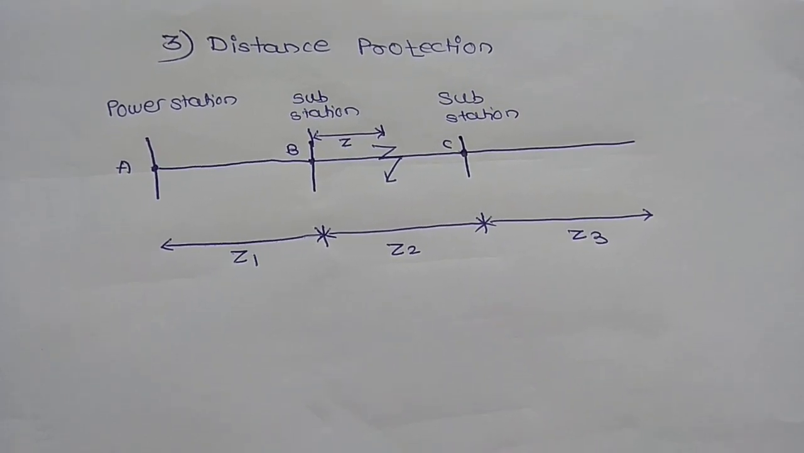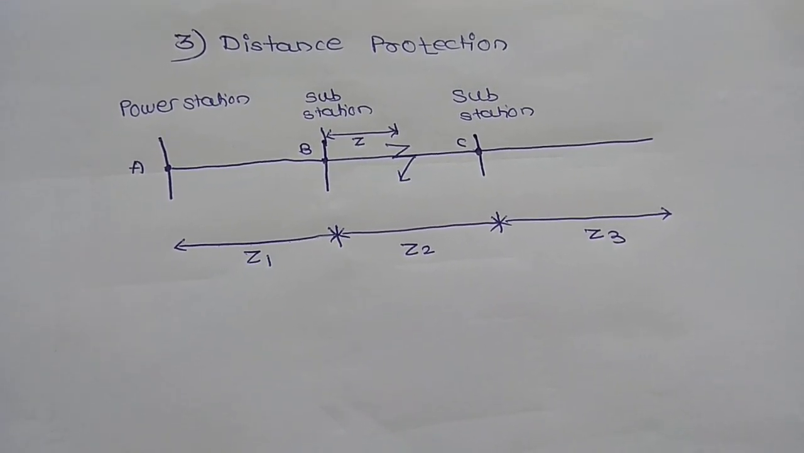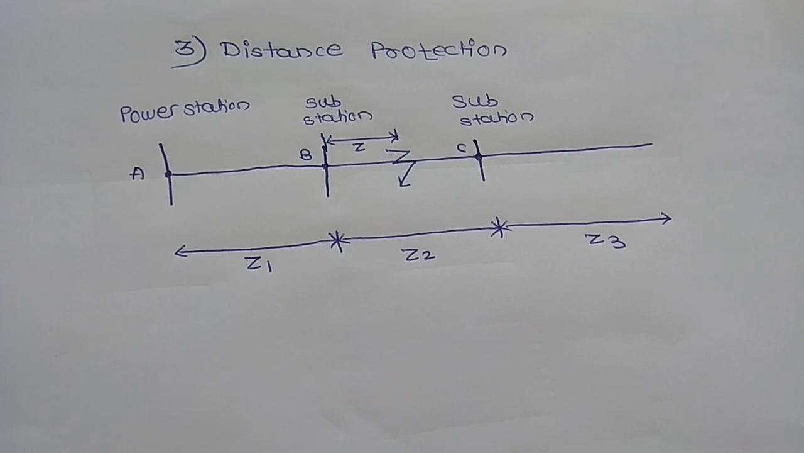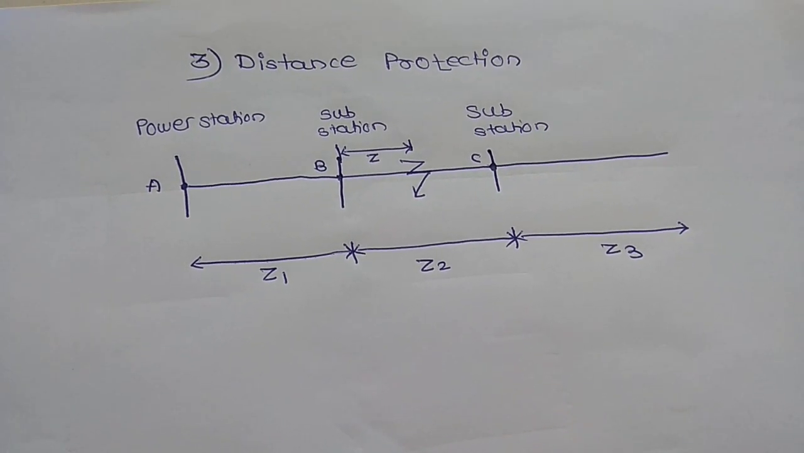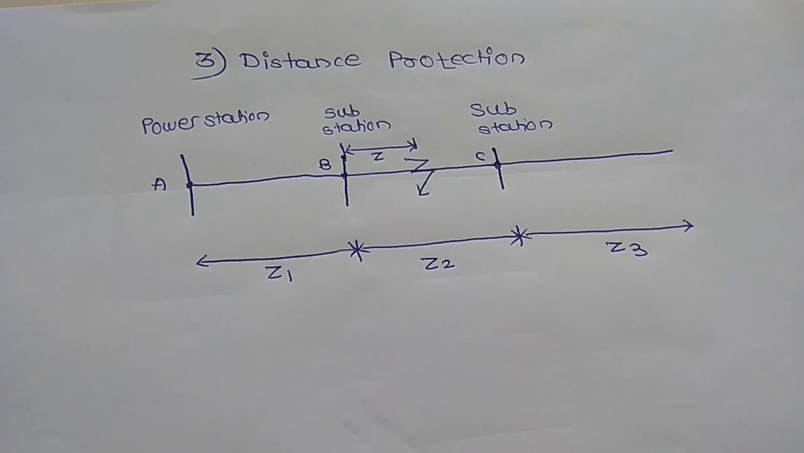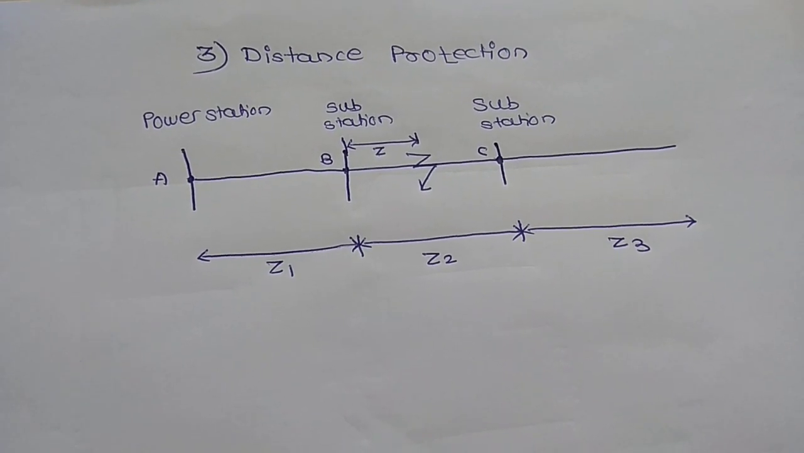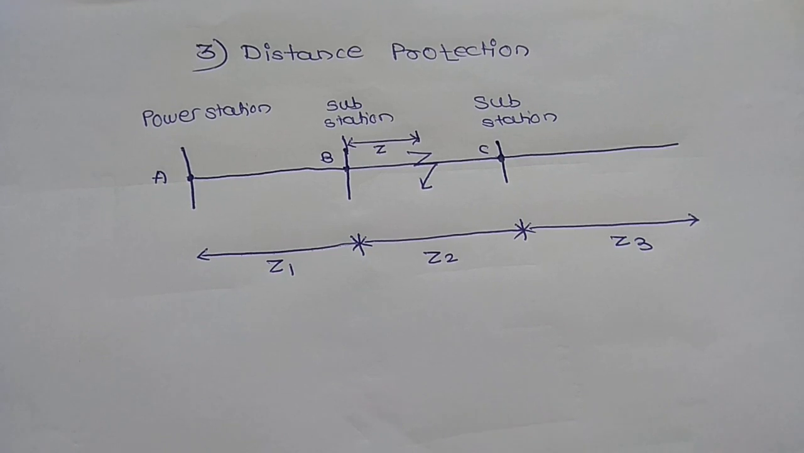Welcome all. This is the third point for the protection of transmission line. As we studied in previous videos, the time graded protection and pilot wire protection. And this is the third protection which is used for the transmission line protection.